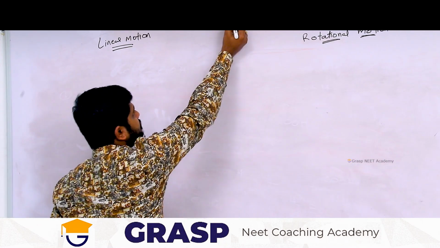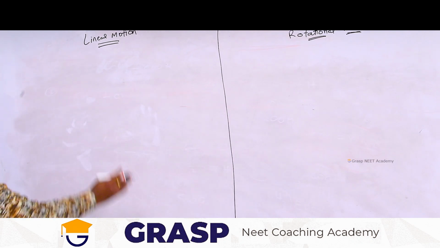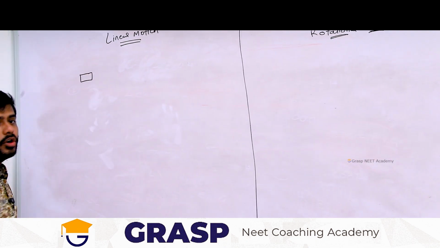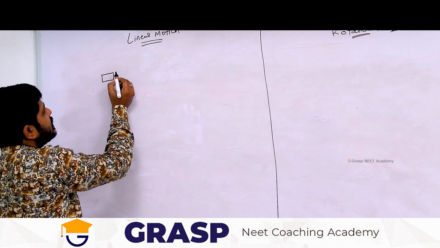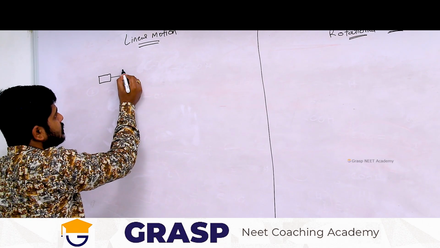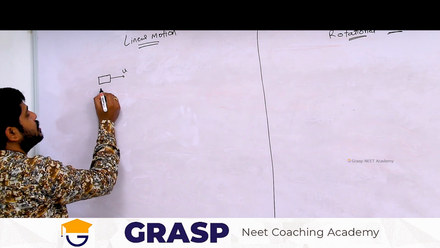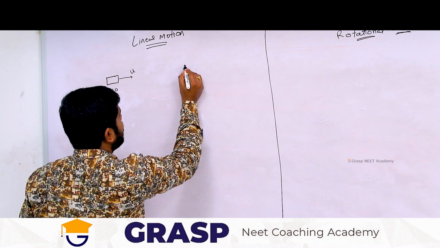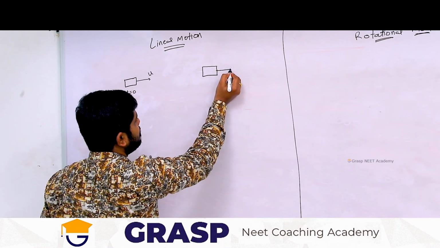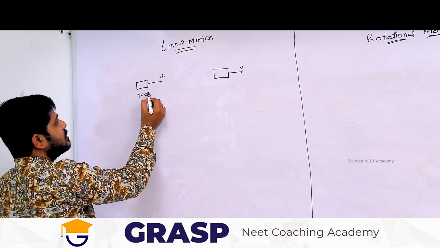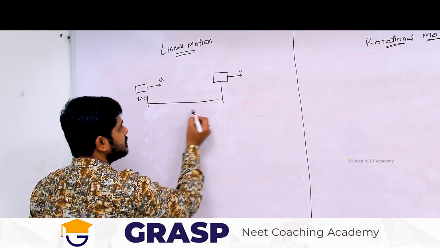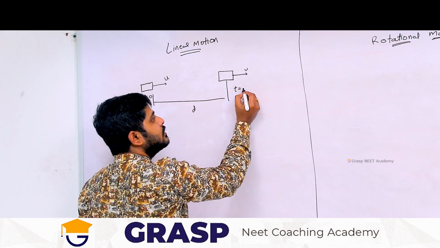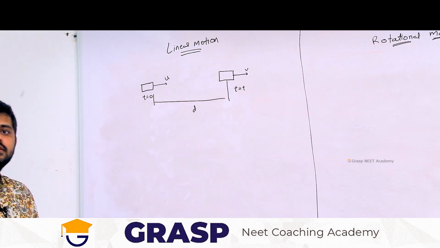In linear motion, generally if you consider one particle or one object, this object will move initially with a velocity u at time t equal to 0. After some time the particle will have some velocity v. By that time this object will travel a distance d. Here the time taken is t.